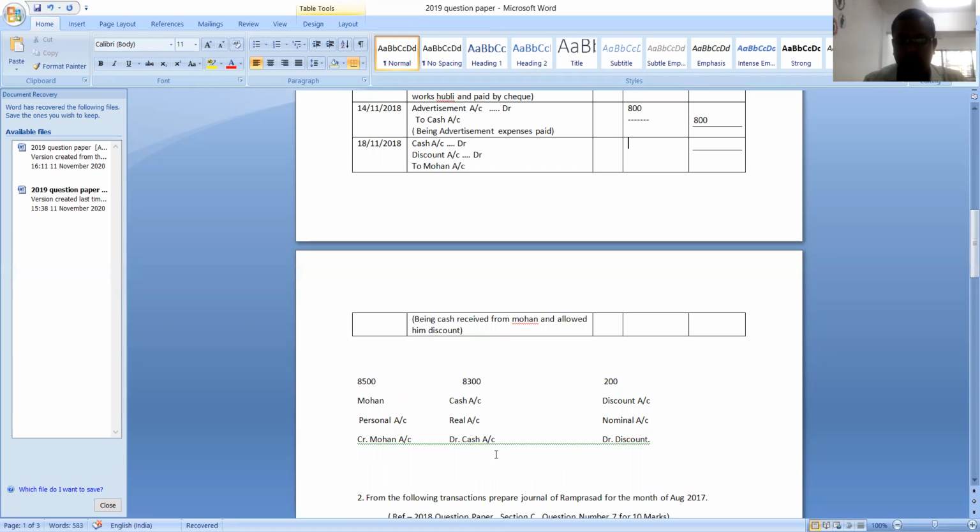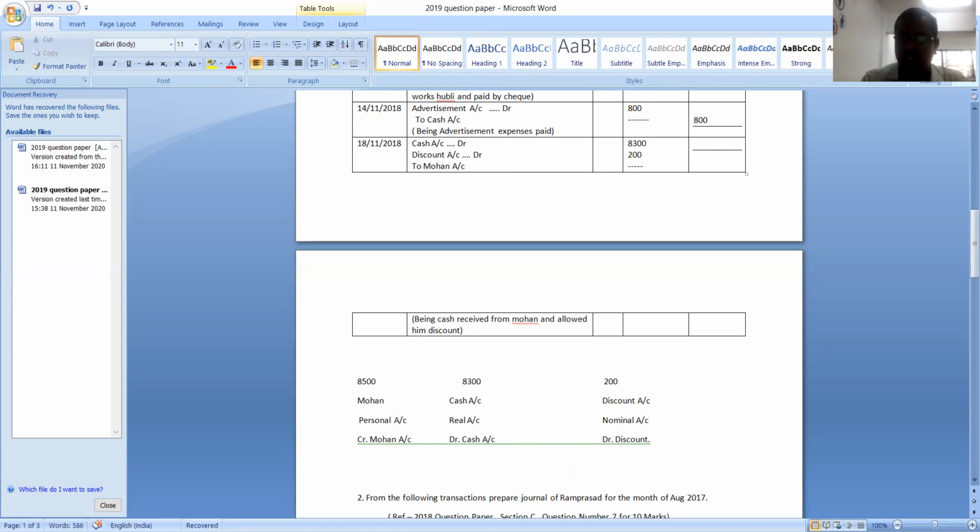Here two accounts are debited, one is cash account and another one is discount account. So in the debit column, parallel to the names of the accounts debited, we should write the amount. So cash account debit, how much? 8,300. You can see here we received cash rupees 8,300. Discount account debit, how much discount have we given? 200. Understood? Okay.